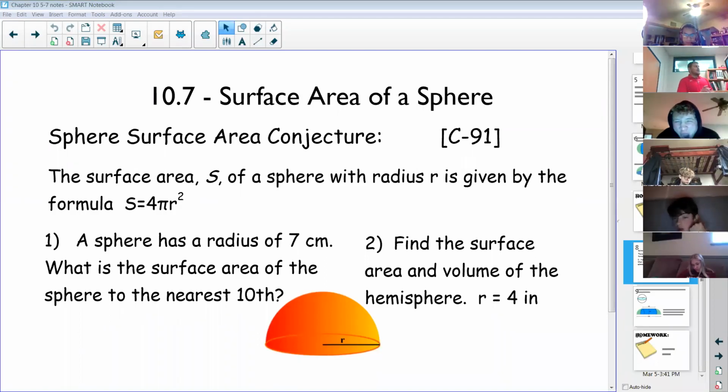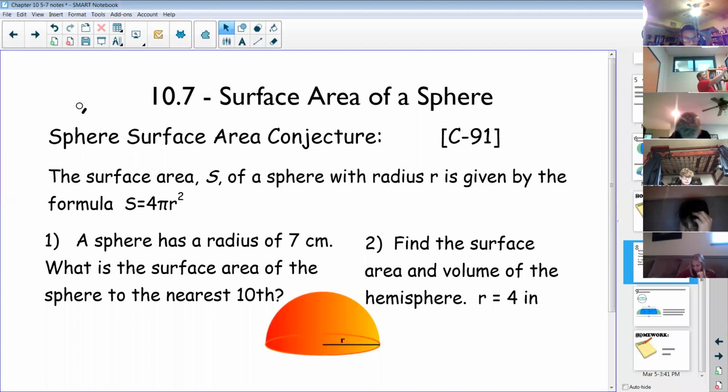10.7 is going to be surface area of a sphere, because we can calculate surface area of a rectangle, triangle, all those types of things, even a prism and all that. We have those shapes. But we never talked about what happens when a shape gets a bend in it, like a sphere, right? So today will just be mostly surface area and a bit of volume.